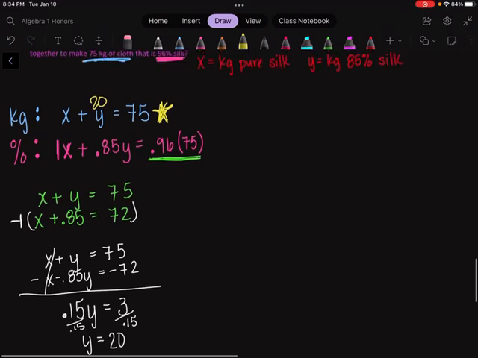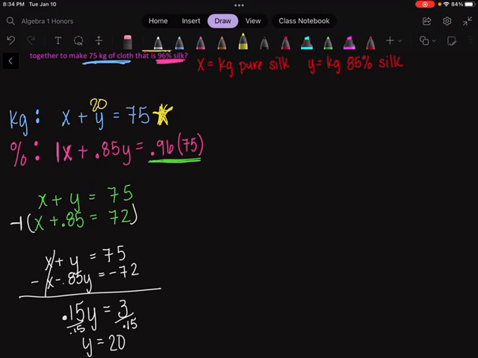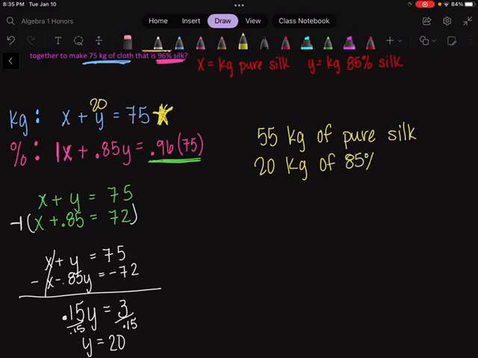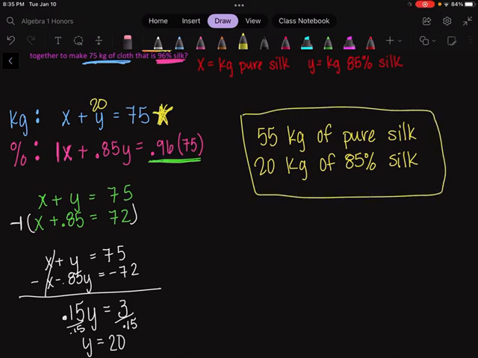So we have 55 kilograms of pure silk and 20 kilograms of 85% silk. This would be the type of answer I would want to see on an assessment. I would want you to write that stuff out, okay? Because you can't just say 55 and 20 because I don't know which variable that is. Even though you defined them for me, I need you to write that out, okay?